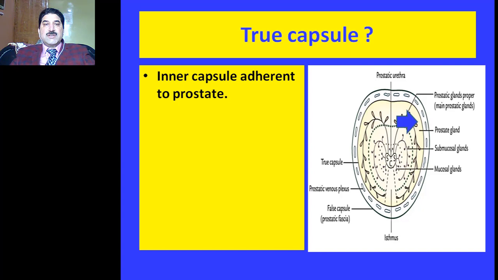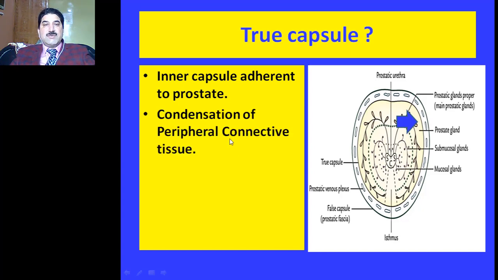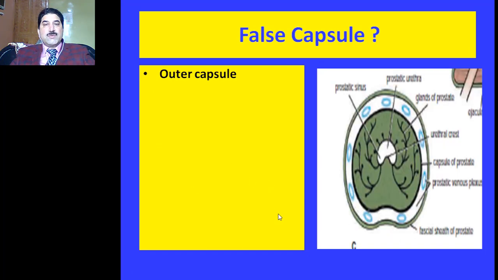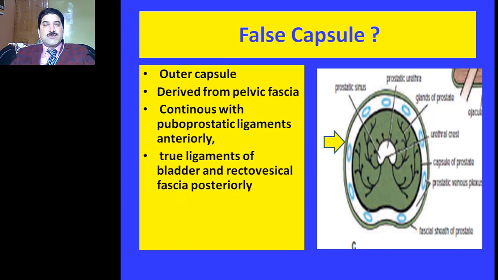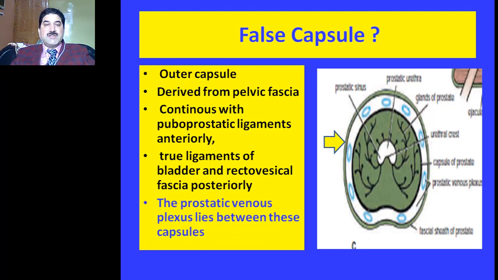The true capsule of the prostate is the inner capsule, adherent to the prostate. This capsule is derived from condensation of peripheral connective tissue. The outer capsule is called the false capsule. It is derived from pelvic fascia and is continuous with the puboprostatic ligaments anteriorly, and the true ligaments of the bladder and rectovesical fascia posteriorly. The prostatic venous plexus lies between these capsules. So in case of the prostate, the venous plexus lies between the true and false capsule.